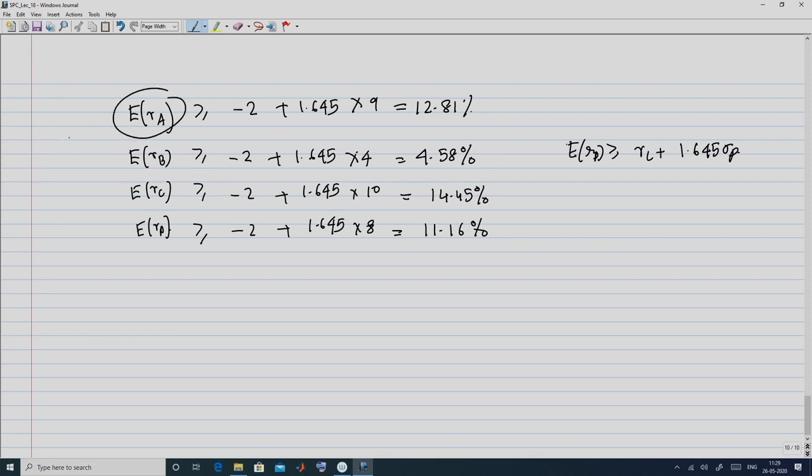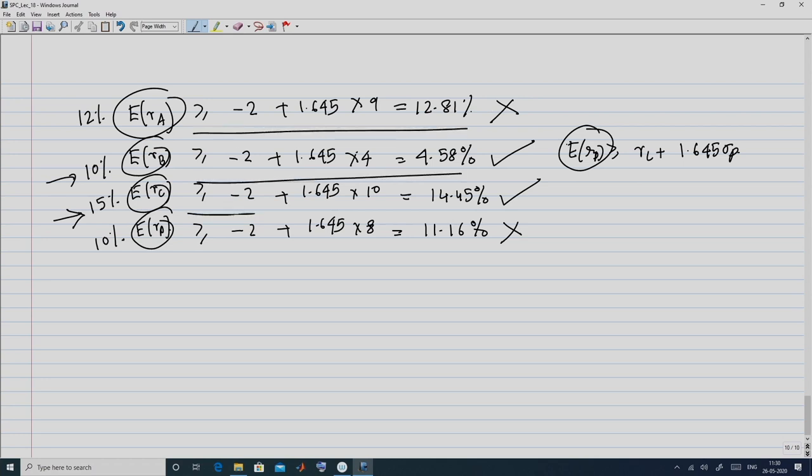Now, according to the table, E of RA is 12%, E of RB is 10%, E of RC is 15%, and E of RD is 10%. So, now observe very carefully. 12% is not greater than or equal to 12.81%, and 10% is not greater than or equal to 11.16%, but 10% here is greater than 4.58%, and 15% here is greater than 14.45%. So, even before you can start maximizing the E of RP, we have to check the situations where Telser's criteria is not satisfied. It turns out that it is not satisfied in case of A and it is not satisfied in case of D.